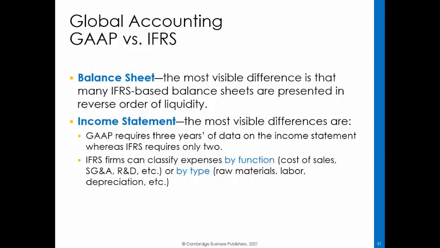The most visible difference in the income statement is that GAAP requires 3 years of data on the income statement, whereas IFRS requires only 2. Another difference is that GAAP income statements classify expenses by function and must separately report cost of goods sold, whereas IFRS permits expense classification by function or by type. This means, for example, that there is no requirement to report a cost of sales figure under IFRS.